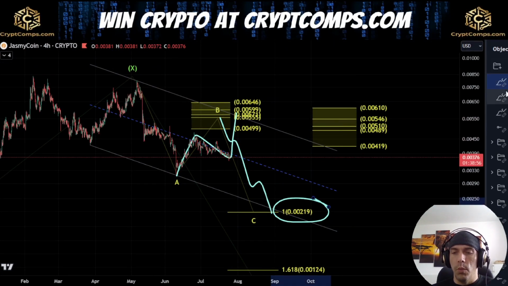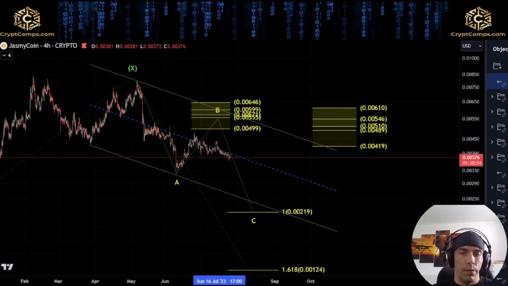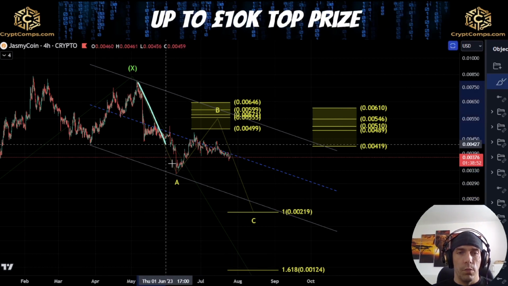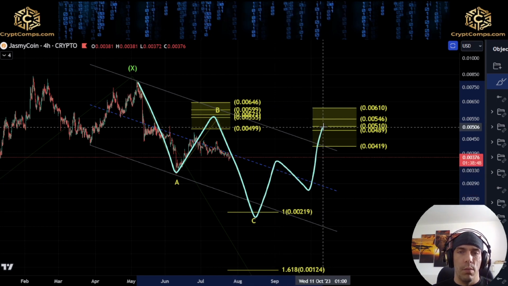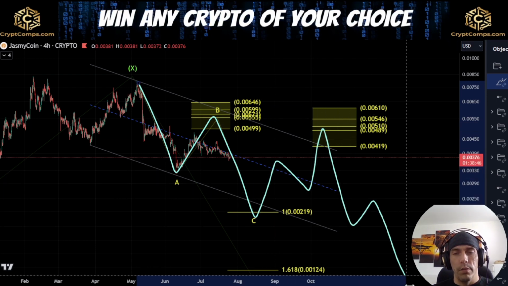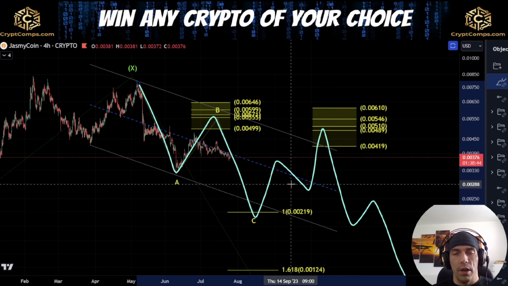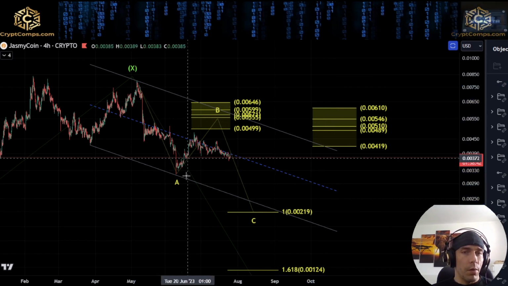So if we do form something along these lines, where effectively what we get here is this move as 3 waves down, what we'd have to be careful of is the idea that we could get 3 waves up and then another 3 waves to the downside, looking to complete that Z wave. So this is why we need to be careful here.